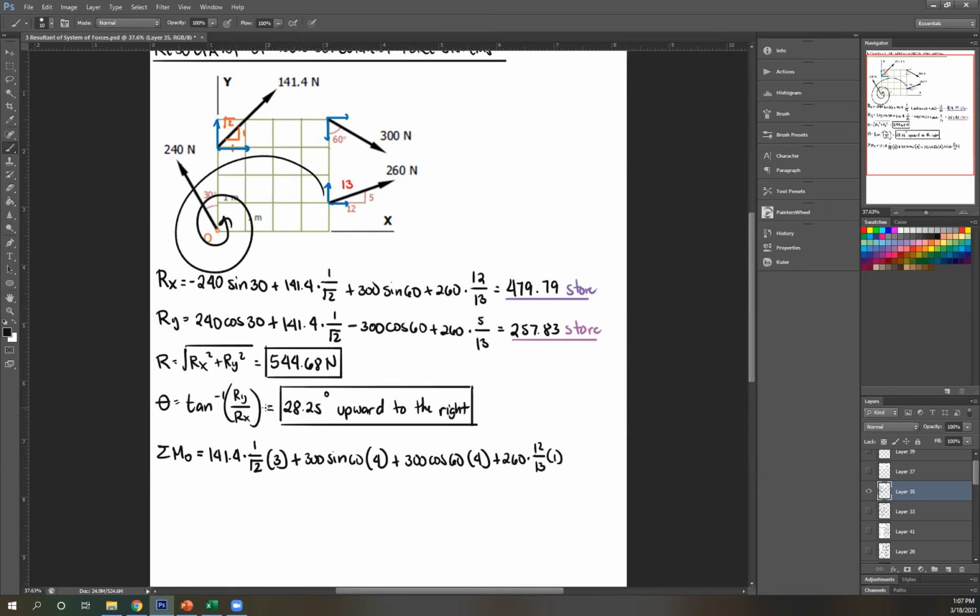rotating the vertical component about O, that's counterclockwise. So minus 260 times vertical component, 5 over 13, multiplied by distance. That's 1, 2, 3, 4. 4. Okay, please solve. What's the answer? 1779.19.